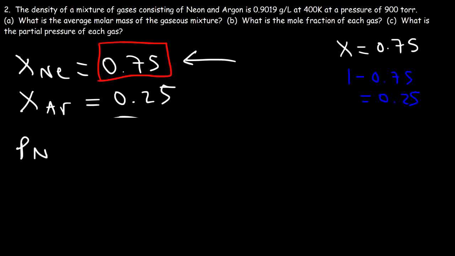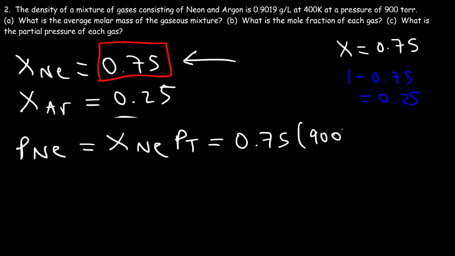So what is the partial pressure of neon? The partial pressure of neon is the mole fraction of neon multiplied by the total pressure. So it's 0.75 multiplied by 900 torr. So it's going to be 675 torr. So that's the partial pressure of neon.